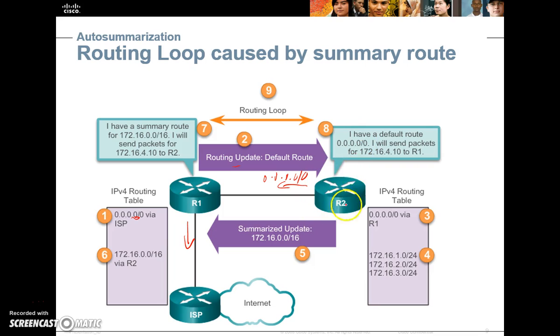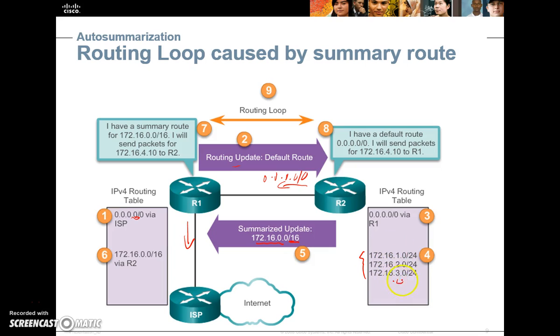Now let's look at R2. R2 is connected to 172.16.1, .2 and .3. So R2 sends a summarized route telling R1, I have a connection to these three networks. And because now it's a /16, it includes more than these three networks.